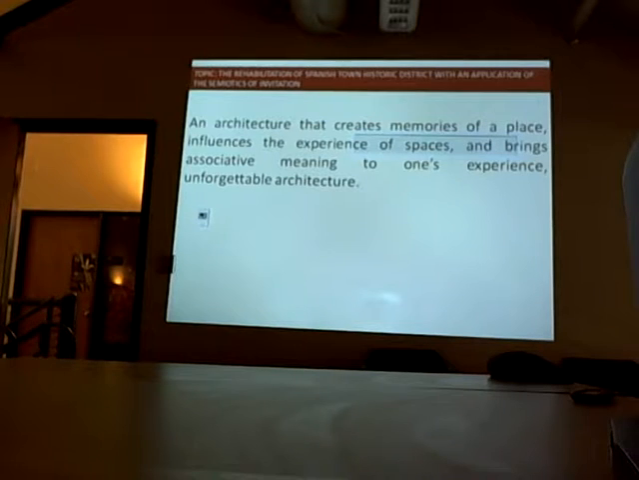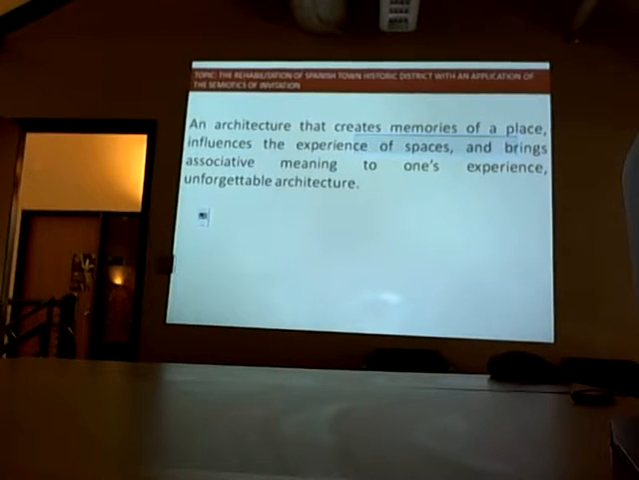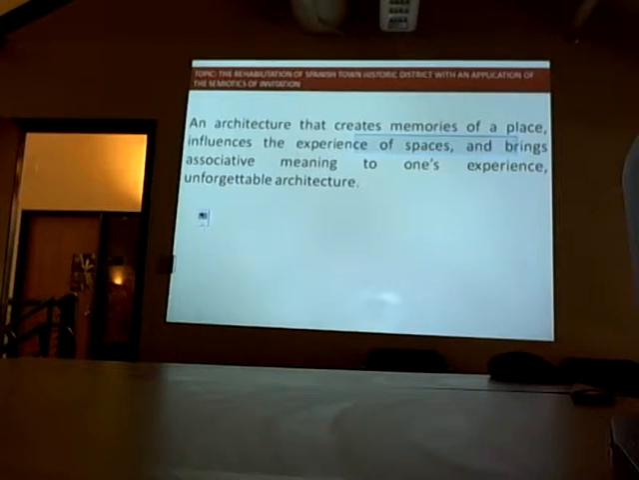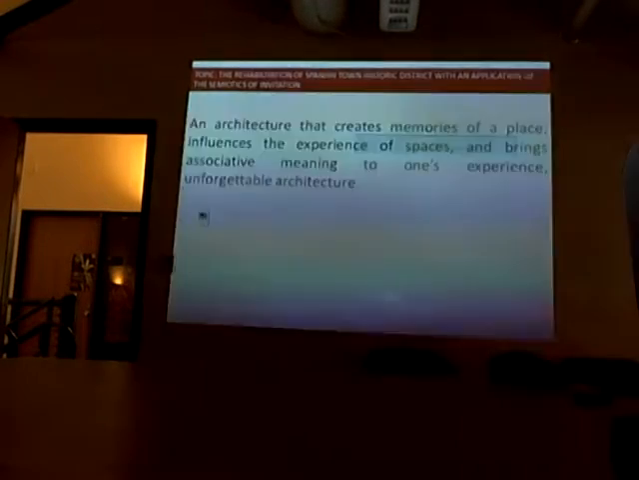And I believe that architecture can create memory and it can influence and shape the experience of a place. So my thesis is to create this unforgettable architecture that persons would always want to be in.